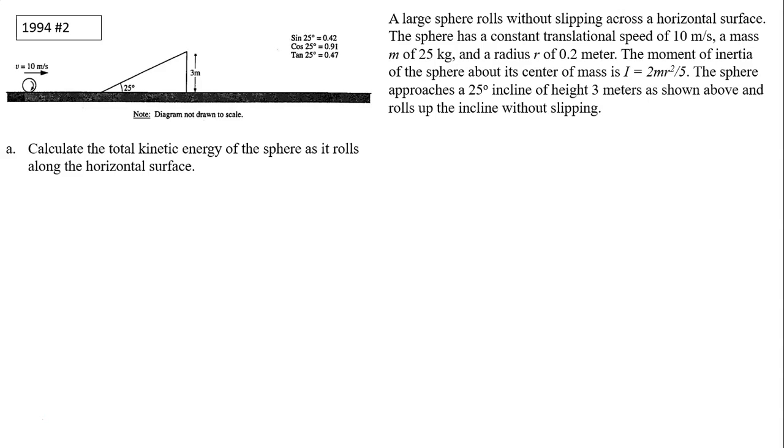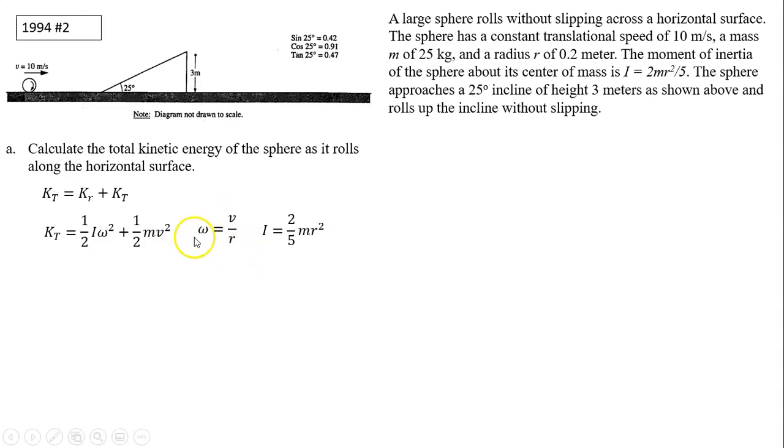First, you need to calculate the total kinetic energy of the sphere as it rolls along the horizontal surface. So we know the sphere is rolling along, and also the center is moving in the horizontal direction. So the kinetic energy has two parts, the rotation and the translation. So we need to add the two. Rotation is 1/2 I omega squared, and translation is 1/2 mv squared. Now I equals 2/5 mr squared.